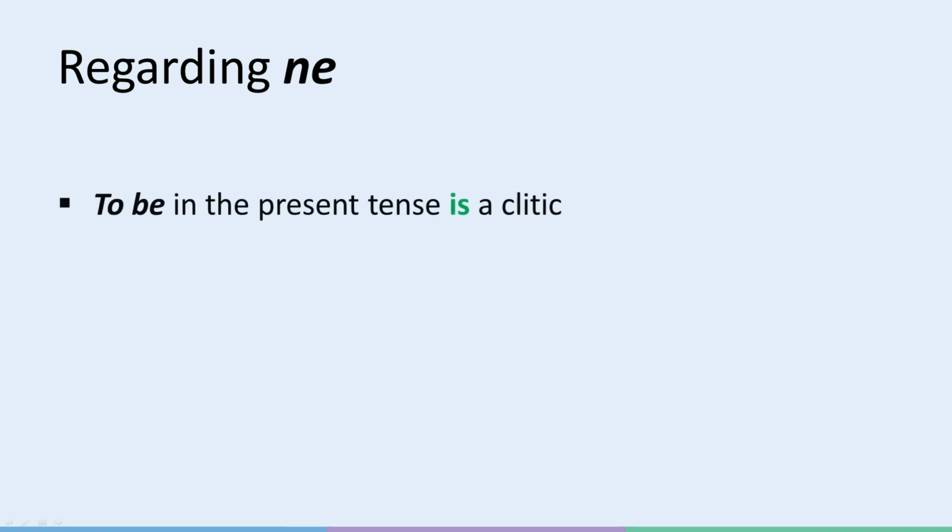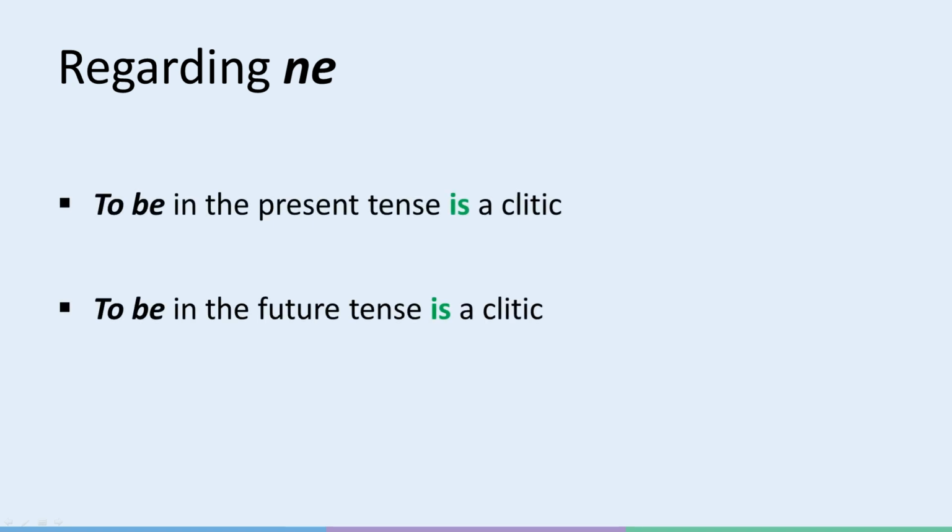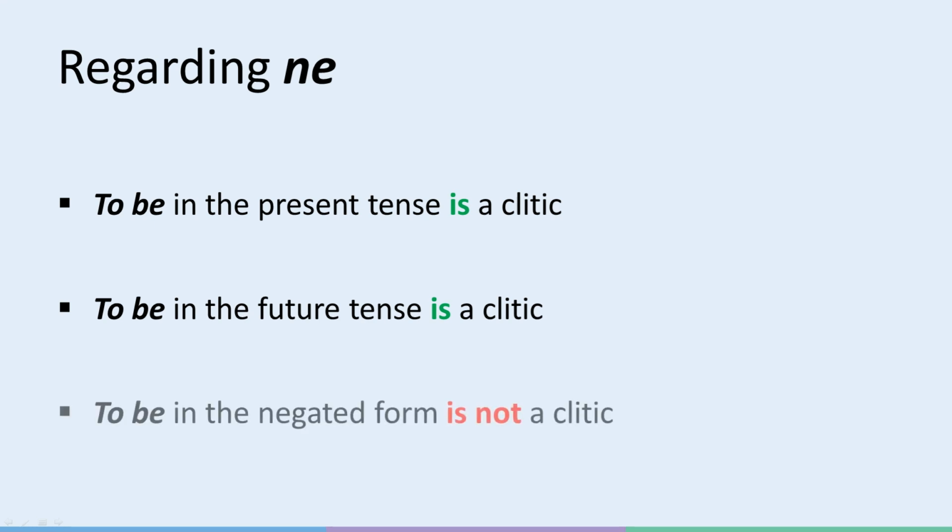Anyway, to be in the present tense is a clitic. To be in the future tense is a clitic. The negated forms of the verb to be, however, both present tense and future tense, are not clitics.